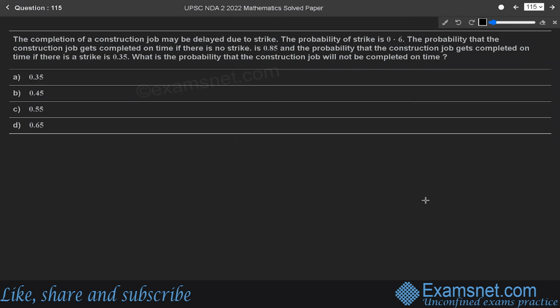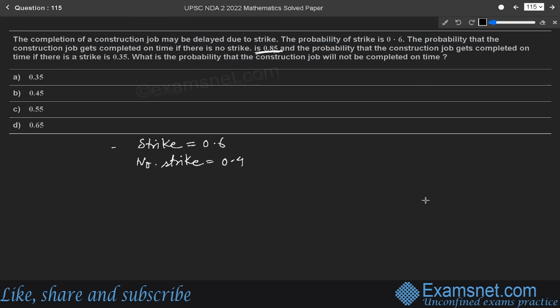Next question is, the completion of a construction job may be delayed due to strike. The probability of strike is 0.6. It is given that probability of strike is 0.6. The probability that the construction job gets completed on time if there is no strike is 0.85. See, if there is a strike, then no strike chances will be 1 minus 0.6, which is 0.4. And 0.85 is the time in which the job gets completed.